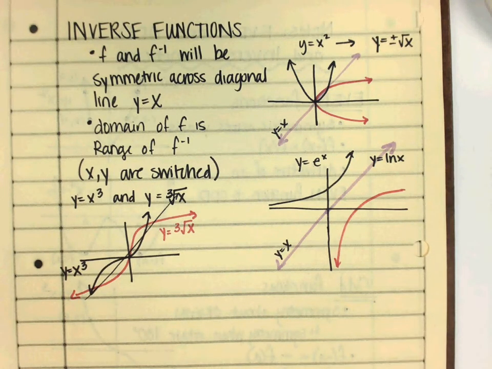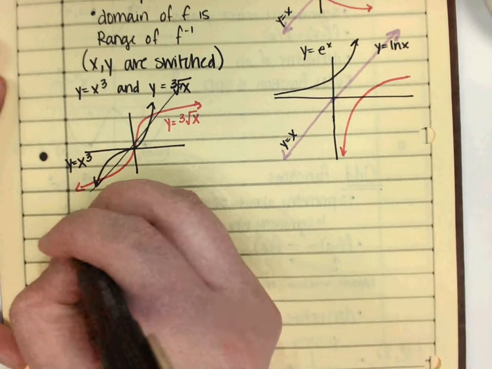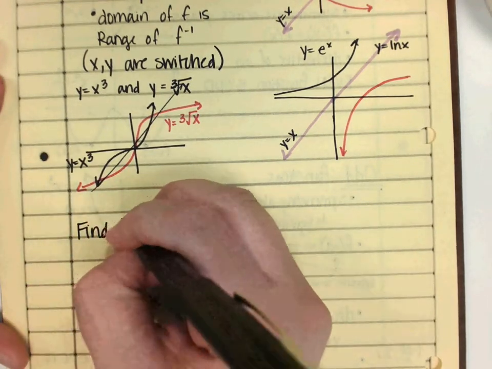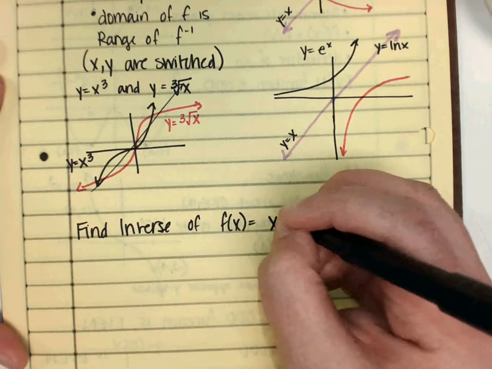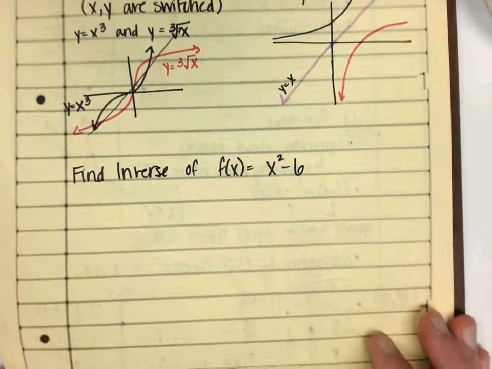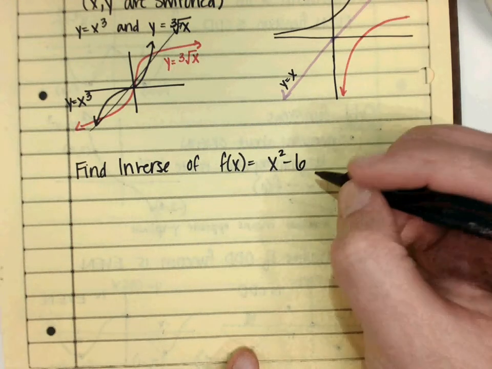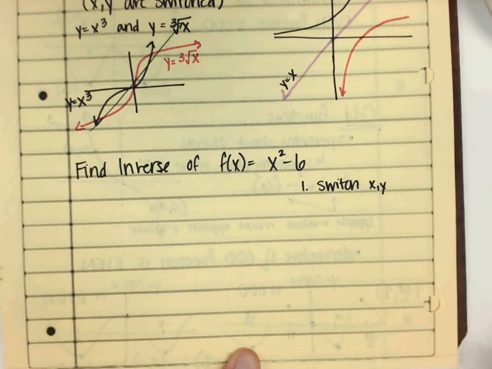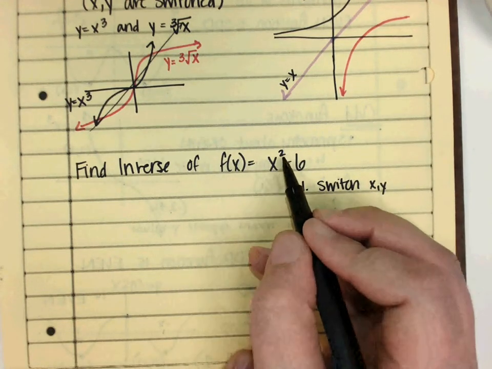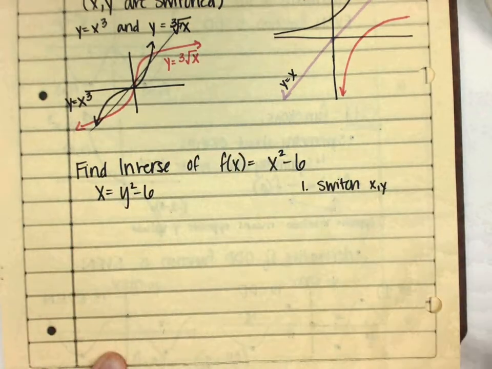Okay, now just as a little warm-up activity, we're going to practice finding inverses to make sure that you remember how to do it. So the first thing that I'm going to have you do is find the inverse of f of x equals x squared minus 6. Do you remember how to find an inverse at all? Step number 1, you are going to switch x and y. So instead of f of x equals x squared minus 6, it's going to be x equals y squared minus 6. Why do you switch it?